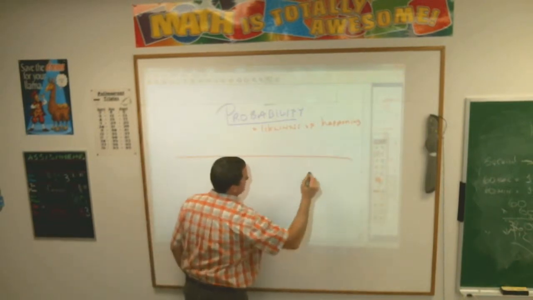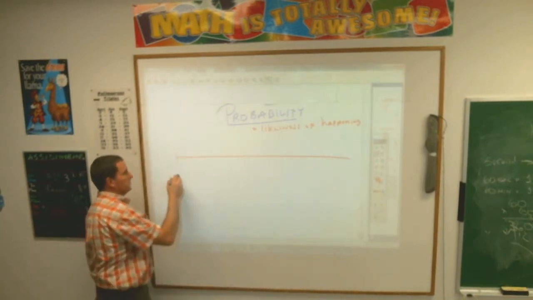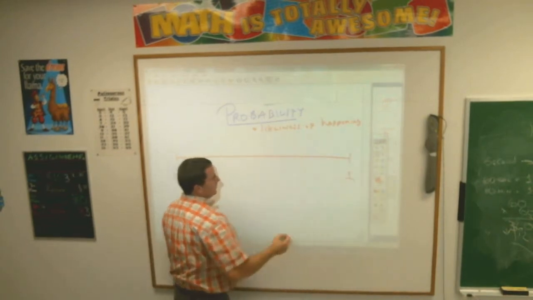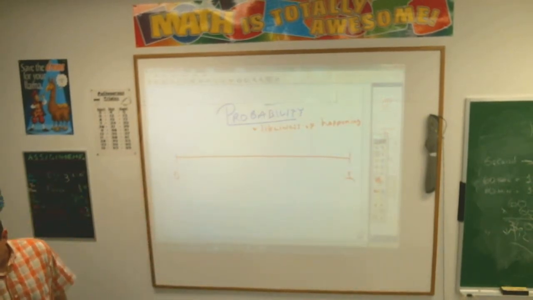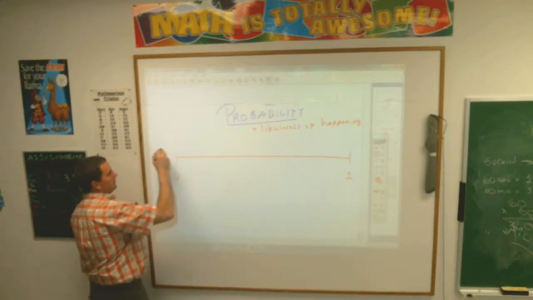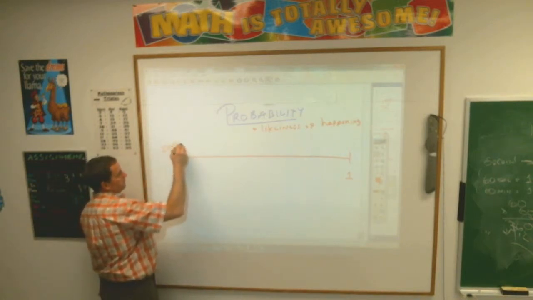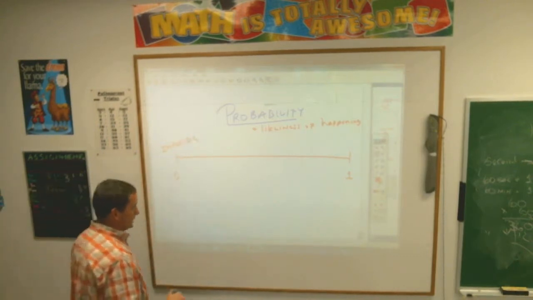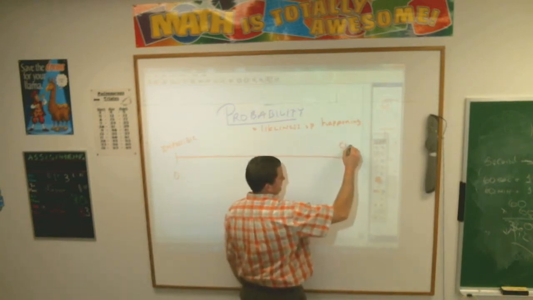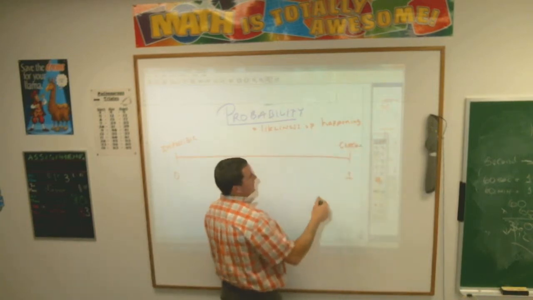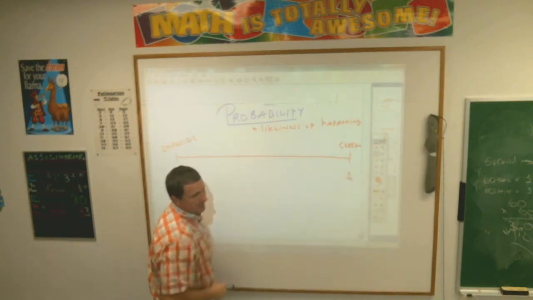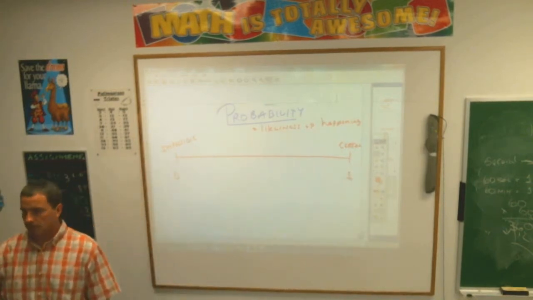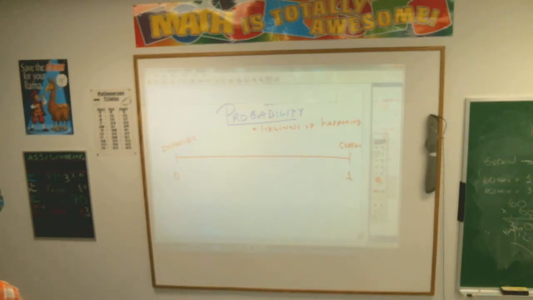You think about this probability line, okay, where it goes from 0 to 1. 0 says that something is absolutely impossible, and 1 being where it is absolutely, positively certain. If something has a probability of 1, that means it is going to happen. For example, there is a probability of 1 that you're sitting in math class right now.